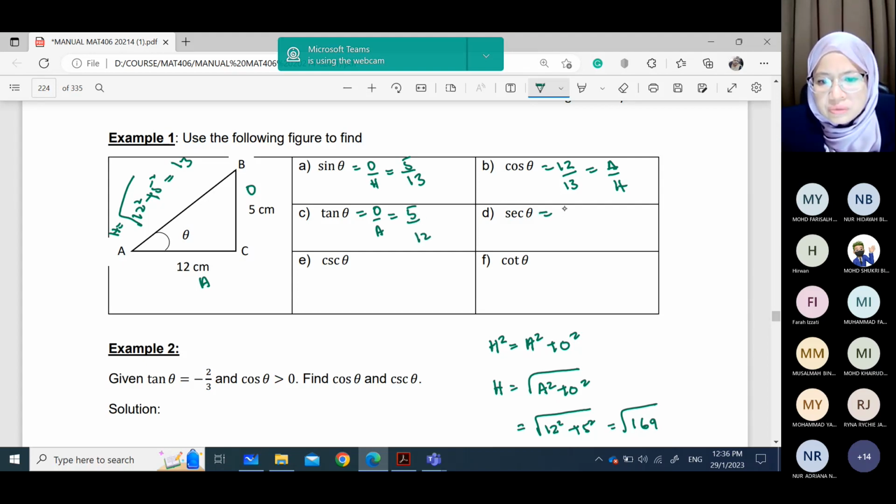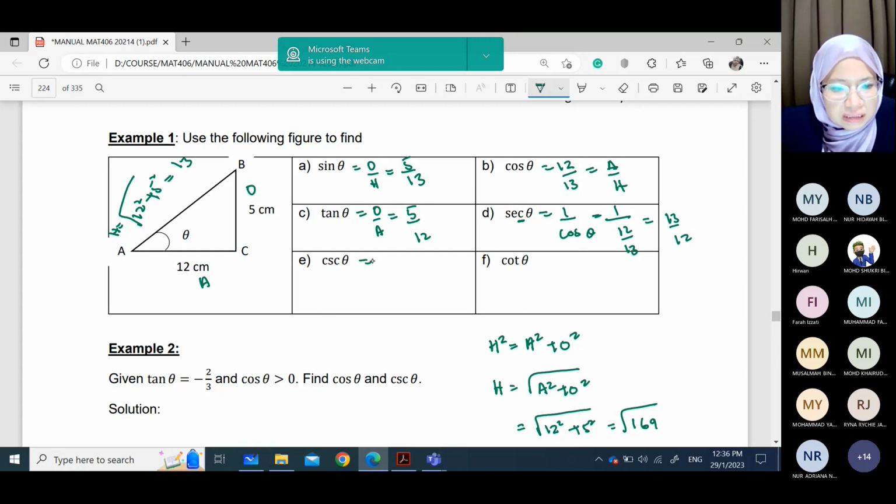So untuk secant is 1 over cosine. So macam nak ingat secant 1 over cosine ataupun sin? Kat sini ada C kan? So secant 1 over cosine. C stand for cosine, 1 over cosine theta. So 1 over cosine theta adalah 12 over 13. You ambil nilai cosine theta tu. Simplify dan kita dapat 13 over 12. So this one is our secant theta.